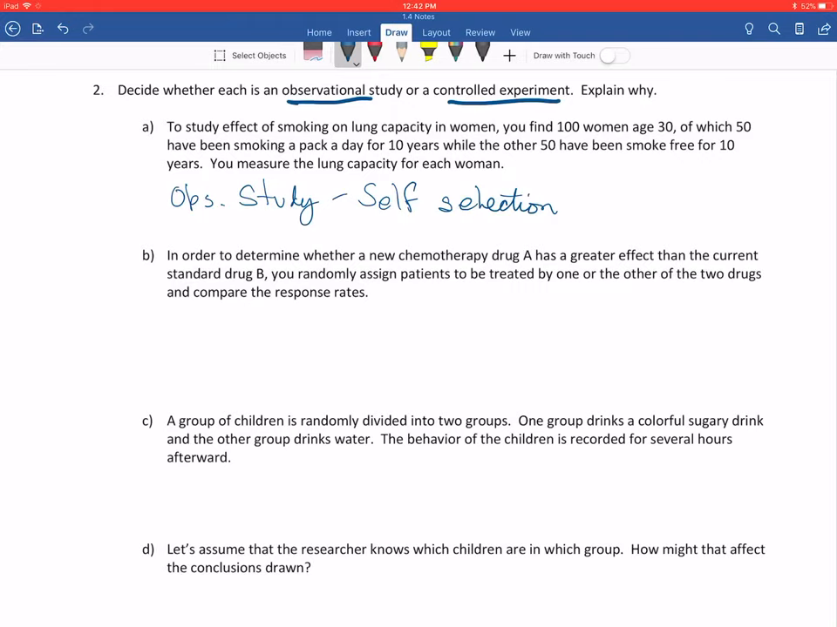In order to determine whether a new chemotherapy drug A has a greater effect than the current standard treatment B, you randomly assign, so I see the keywords here, patients to be treated by one or the other of the two drugs, and you compare the response rates. So because of this random assignment into groups, this is definitely a controlled experiment.